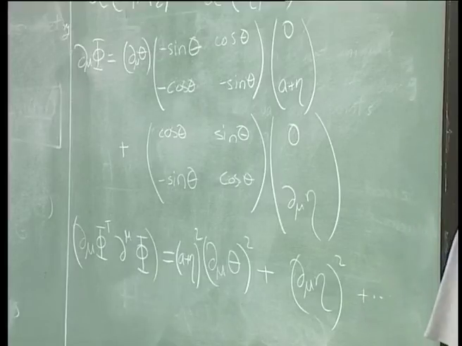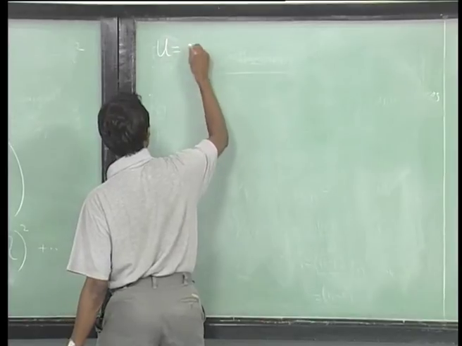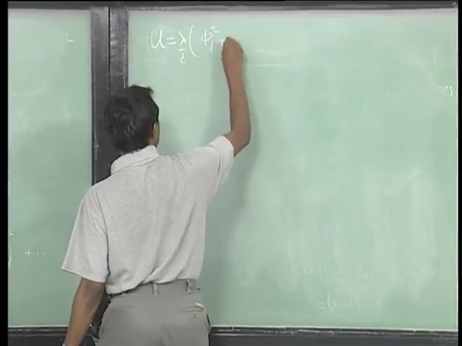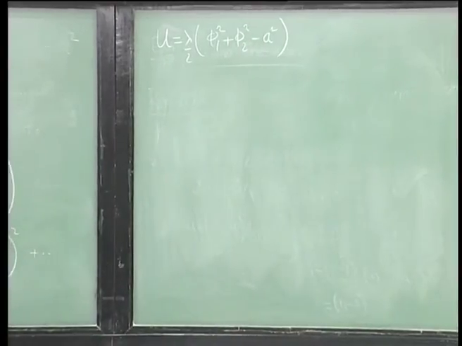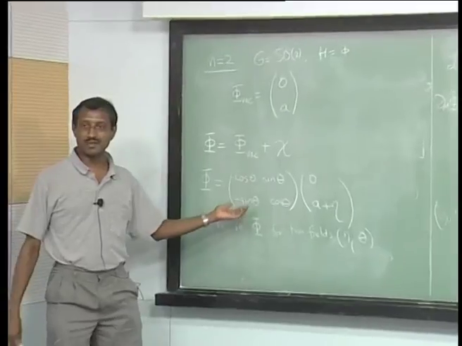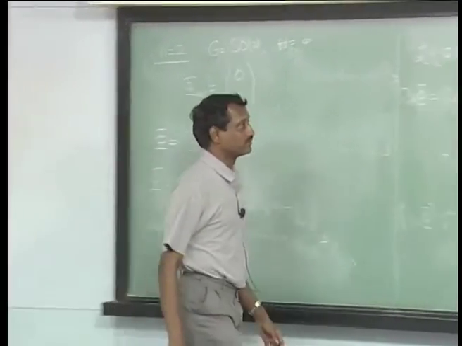Okay. What about the potential? Potential was, but by definition it is independent. What is it, phi 1 square plus phi 2 square? You can see that the angle will completely disappear, it depends only on a plus eta whole square.